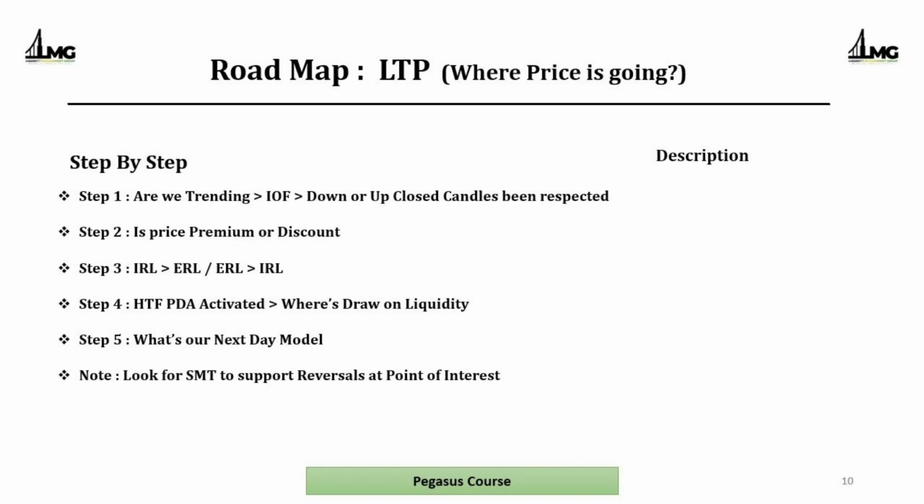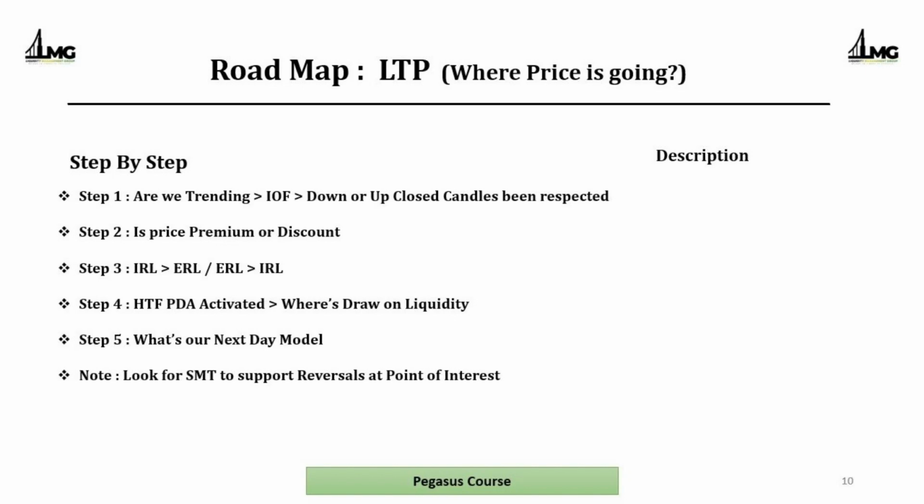And if we're going for the external range liquidity, we want to make sure, did we respect some internal range liquidity, or did we grab or mitigate any internal range liquidity, right? Therefore, in this video specifically, I'm going to look at internal and external range liquidity, the relationship between the two. So once we have that in place, we then go to the fourth step, which is higher time frame PDRA activated. Once the higher time frame PDRA is activated, if we're moving from internal to external, we want to make sure that the internal has been activated and has been respected. Then we'll look for price to target the draw on liquidity, which is the external, the opposite of the internal.